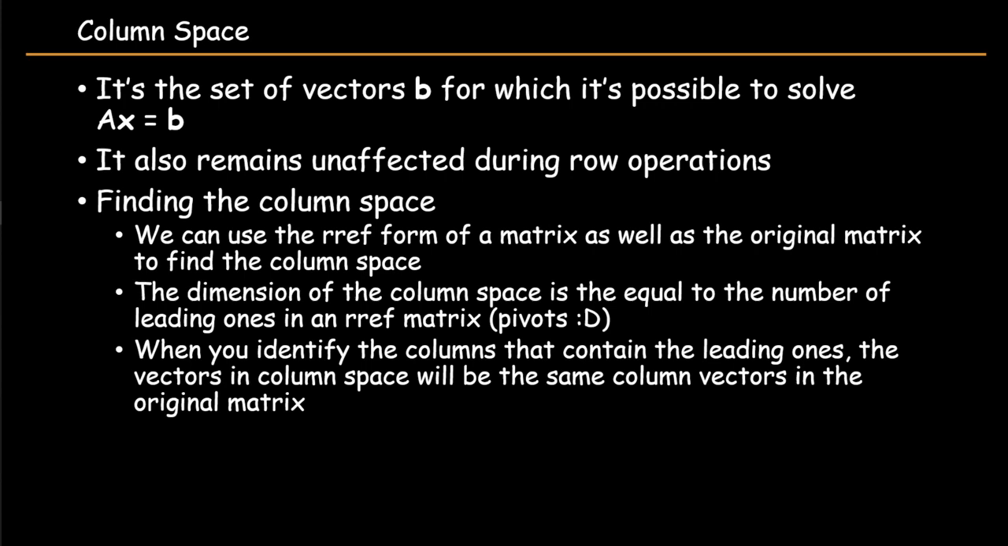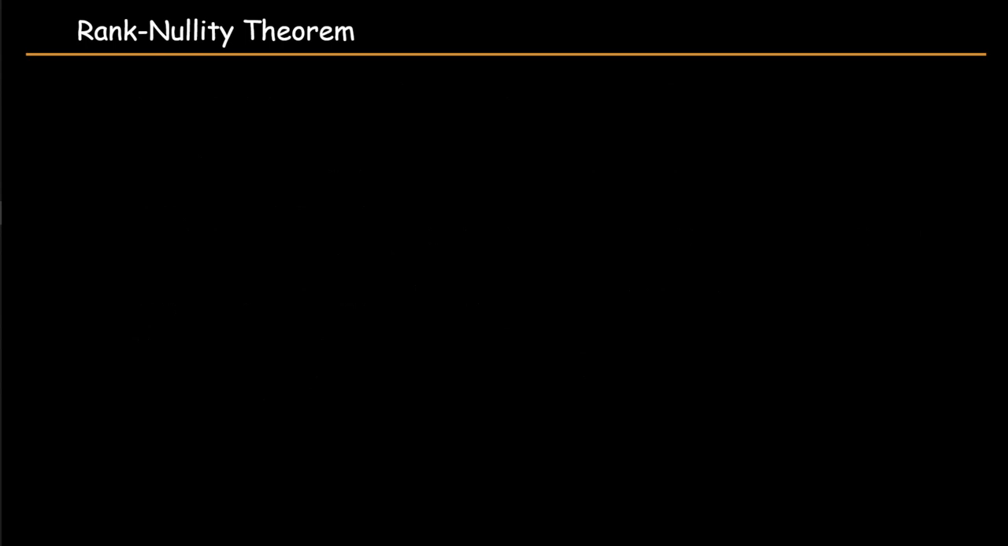In short, the column space is the only one where you have to use both the row reduced echelon form version and the original form of the matrix. For the kernel and the row space, you use just the row reduced echelon form of the matrix. Now we're going to get into the interesting part, the Rank-Nullity Theorem.